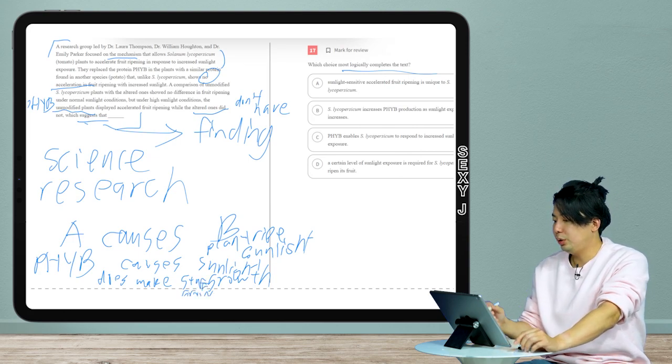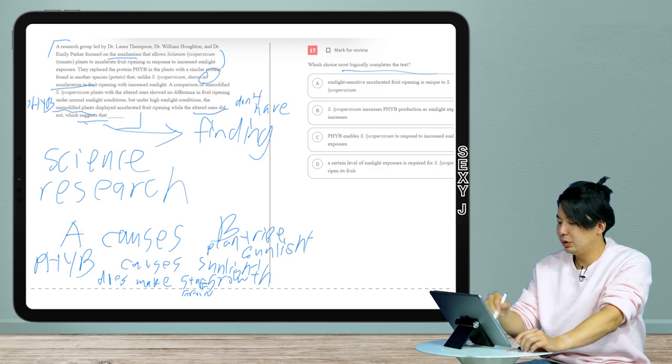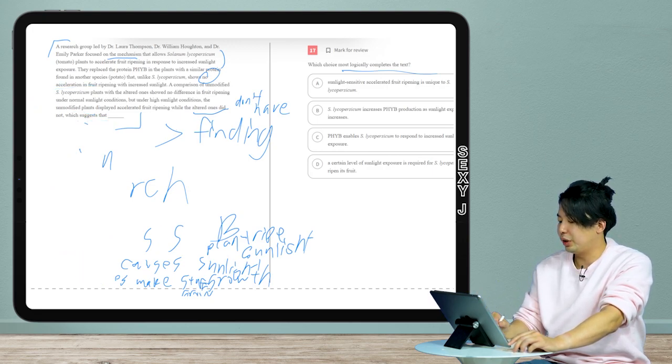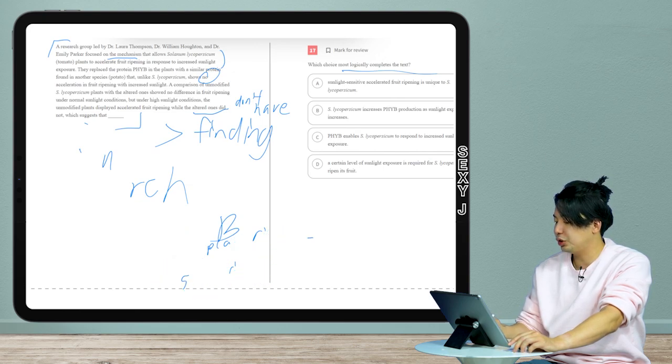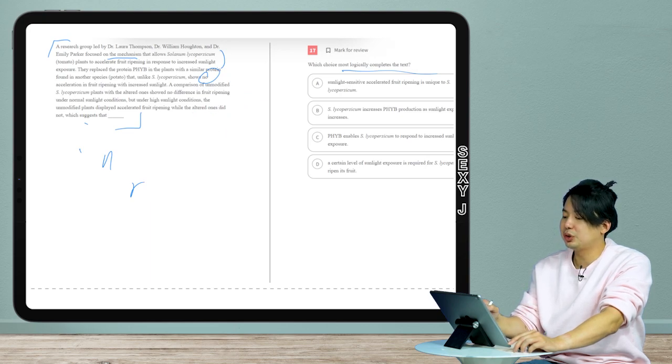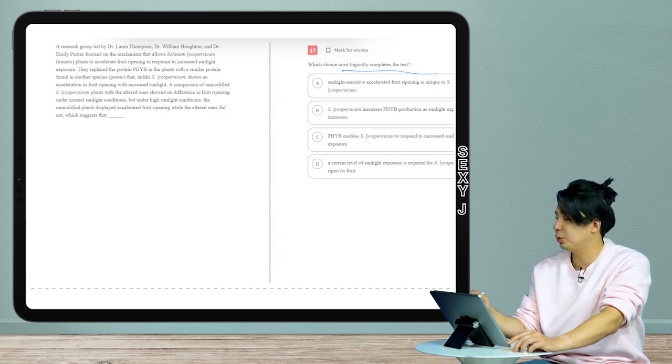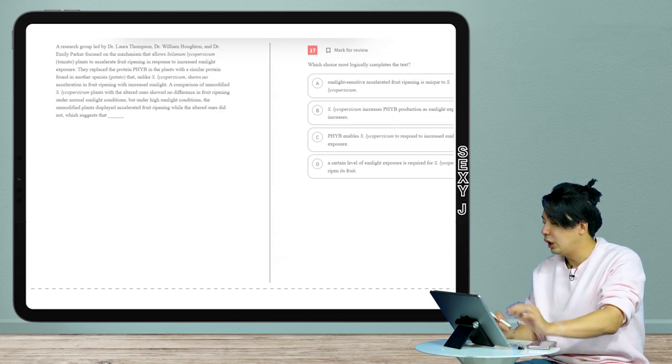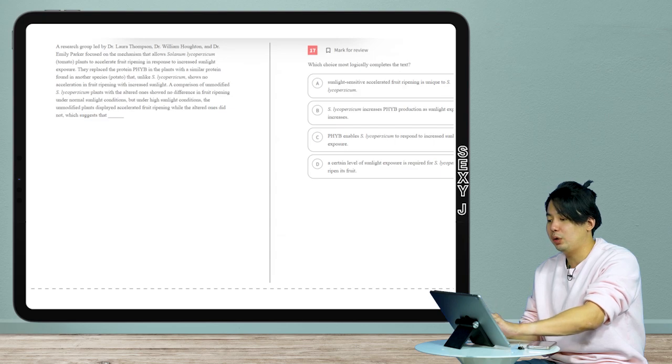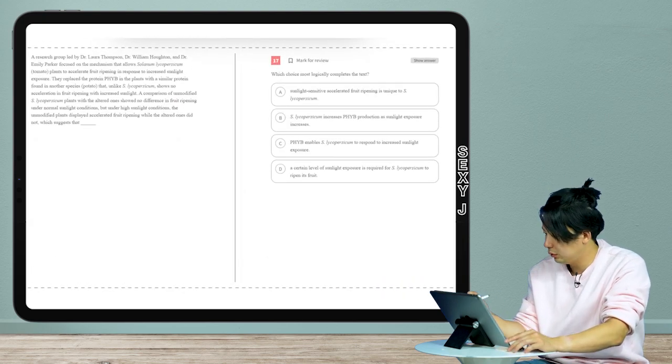Okay, so let me clear the board here. So from that, you guys can now go ahead and look at the answer choices. Which one of these things says PHYB is the thing that causes growth, okay? So I don't like A, because it doesn't say PHYB. Now, do they have to use the term PHYB in here? Could they just say a certain protein? Yeah, sure, because College Board is tricky like that. But still, I don't have a mention of PHYB or the protein, so A is out.